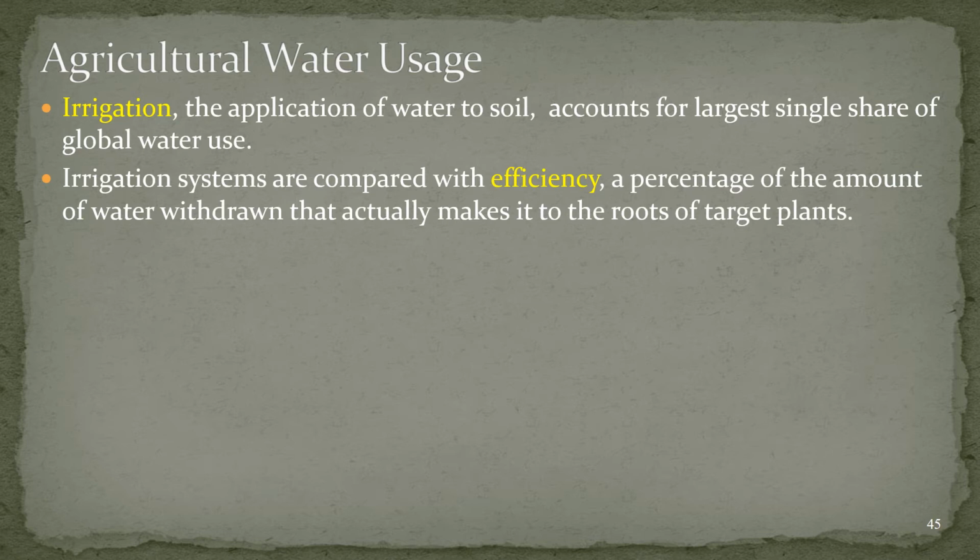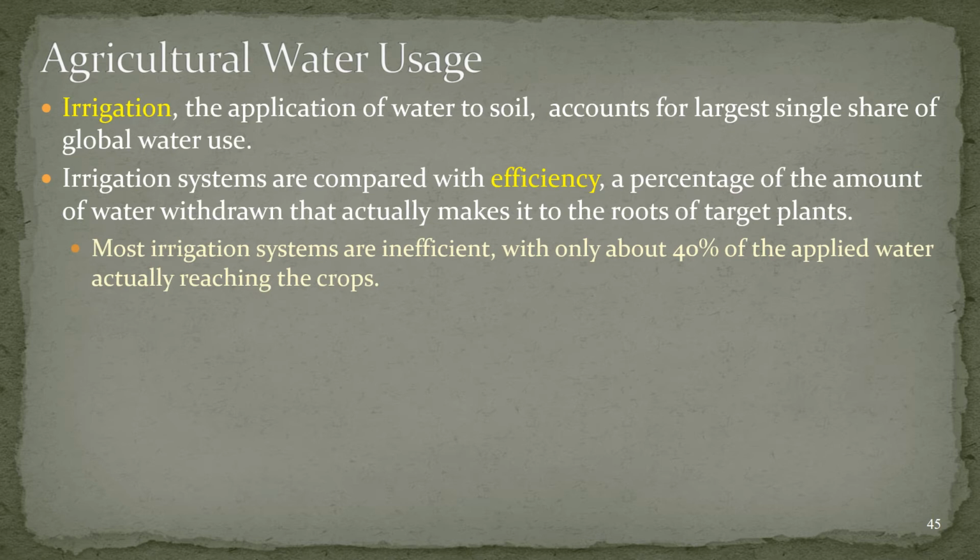So the application of water to soil accounts for the largest single share of global water use. Irrigation systems are compared with efficiency, which is the percentage of the amount of water withdrawn that actually makes it to the roots of the target plants. Most irrigation systems are inefficient, with only about 40% of the applied water actually reaching the plants.